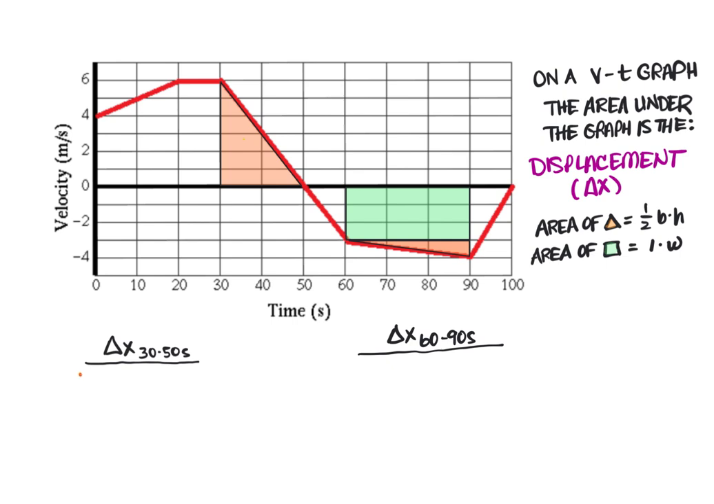I can go in, and 1/2 base times height is equal to a base. Well, that base is from 30 to 50. And so 50 seconds minus 30 seconds equals 20 seconds. So let me just put that 1/2 in there before I do that. 1/2 times 20 seconds. And my height is going to be 6 meters per second minus 0. So 6 meters per second.